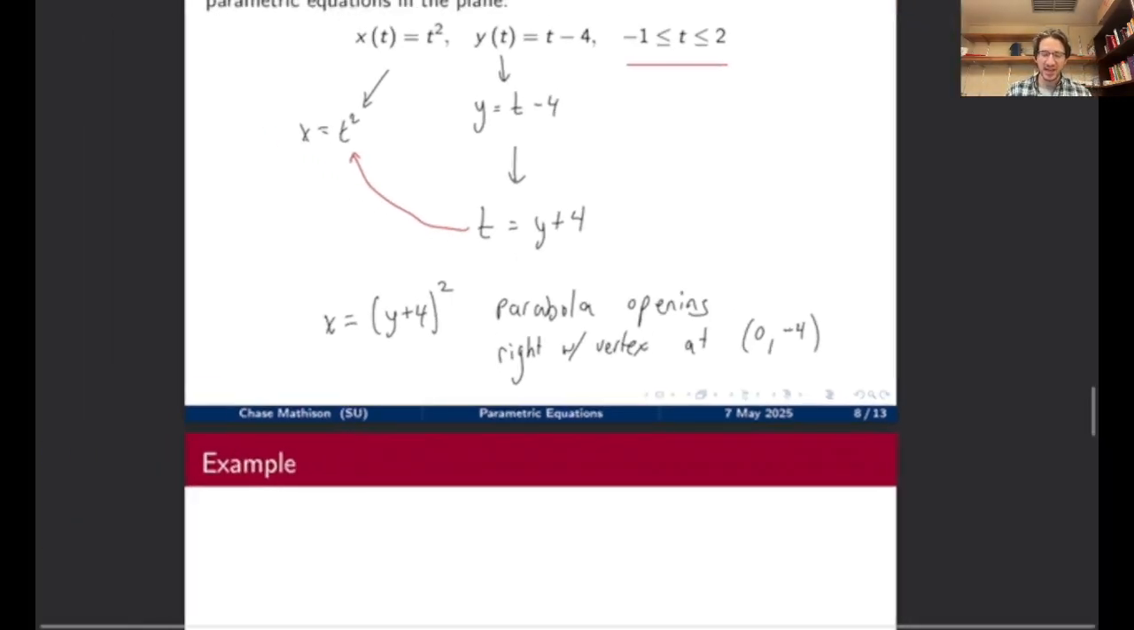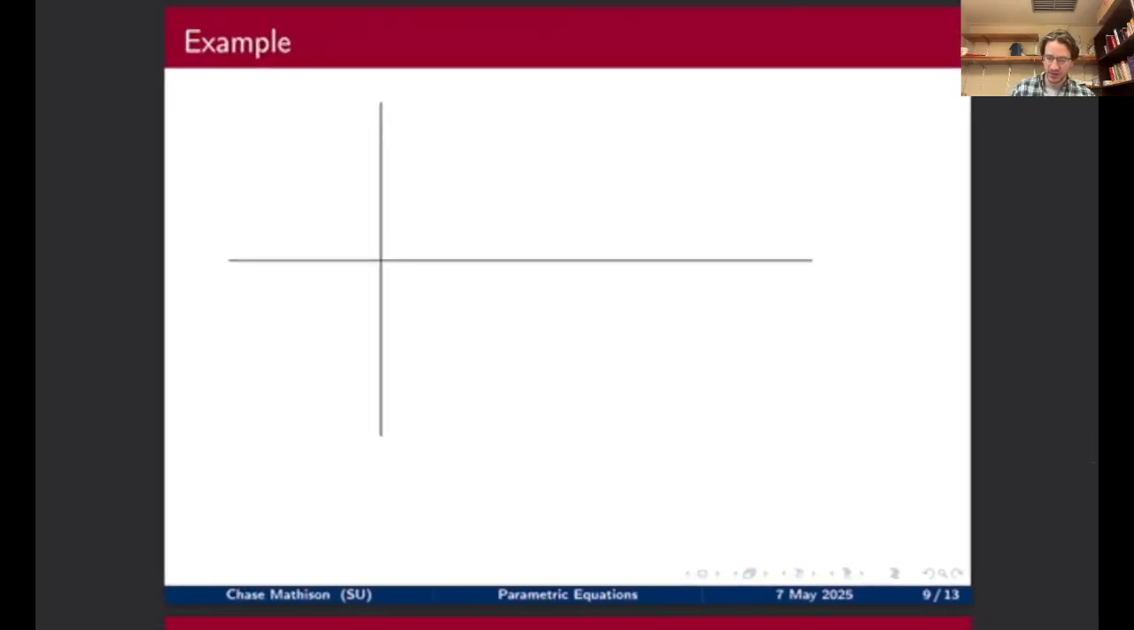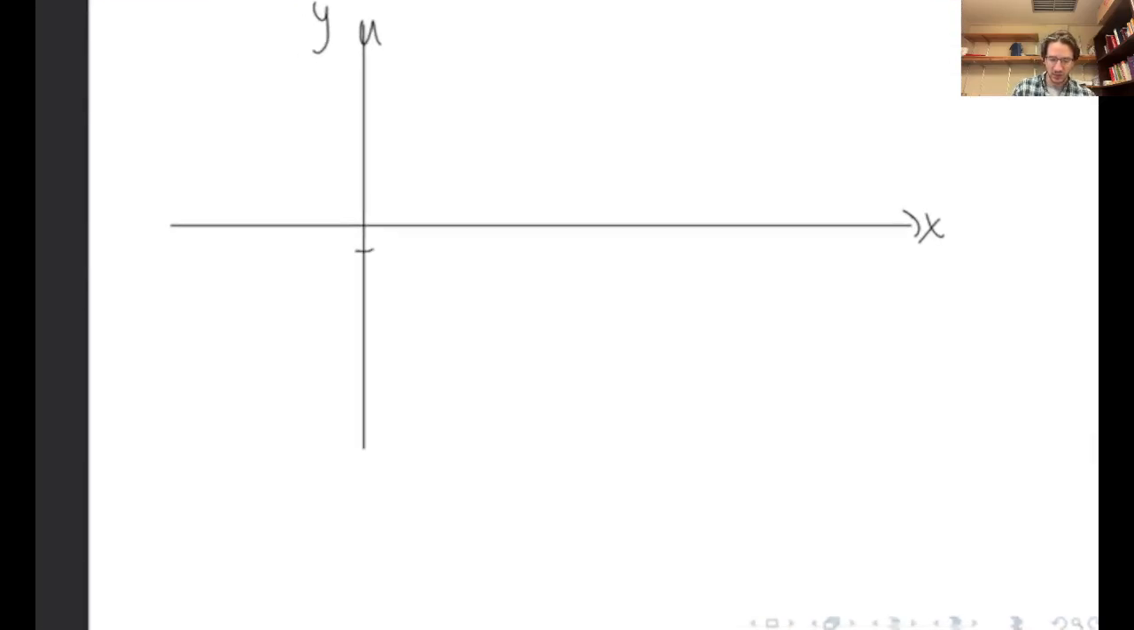So let's go sketch that graph. We need to be careful when we're doing this. Here is my x, y plane, and we've got a parabola opening to the right, with a vertex at 0, -4. So I know I've got a vertex here.